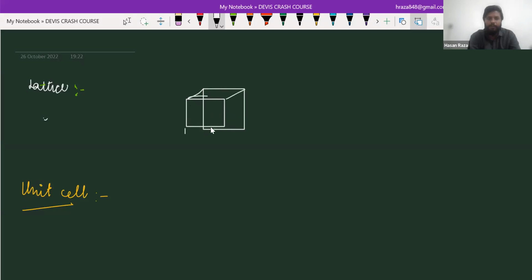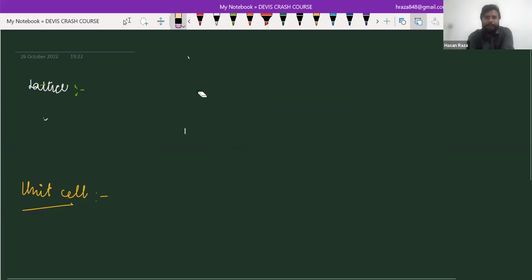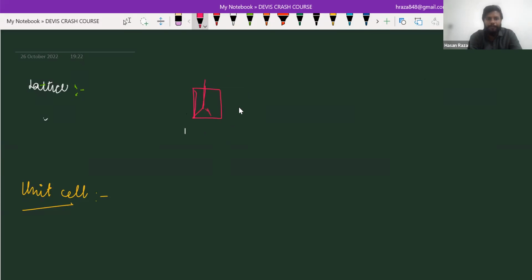So, this will be a cube. Just wait a minute. This is a cube. And when you have a lot of cubes like this, I'm going to show you.